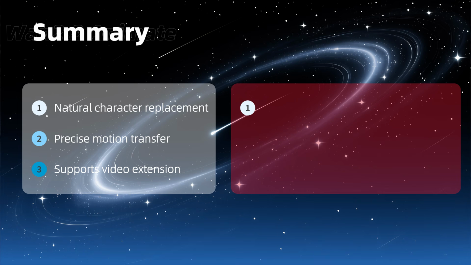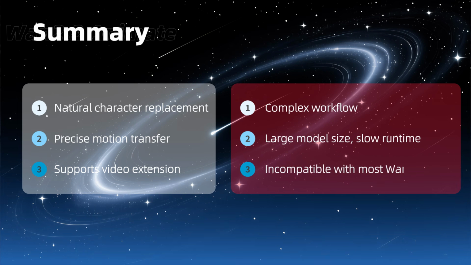There are some drawbacks. The workflow is complex, the model size is large, runtime speed is slow, and it's incompatible with most Wan 2.2 LoRa versions. However, if you need motion transfer or character replacement, this model is definitely worth a try.